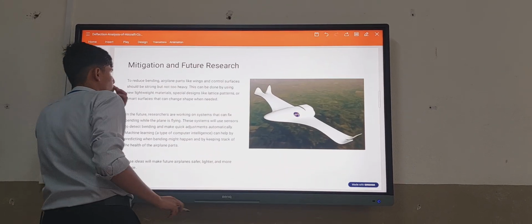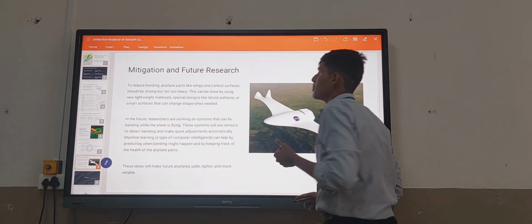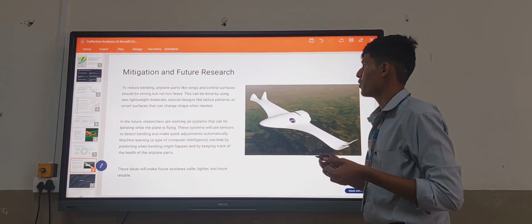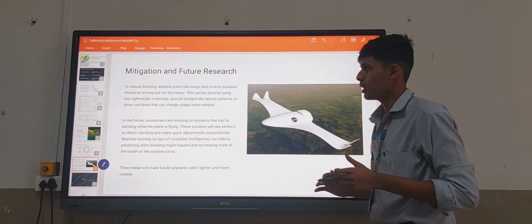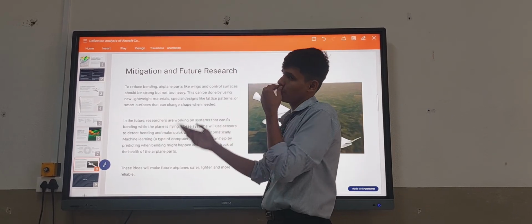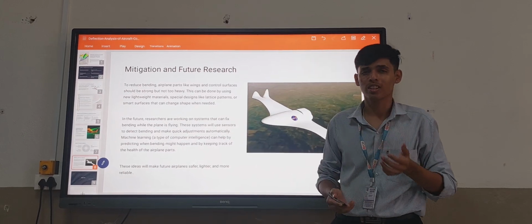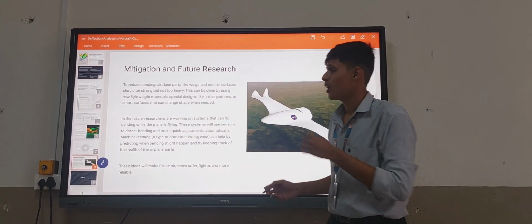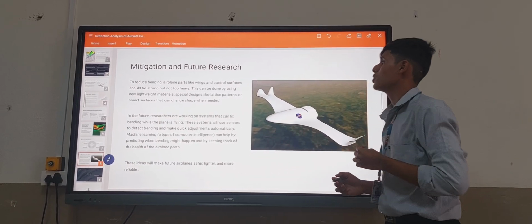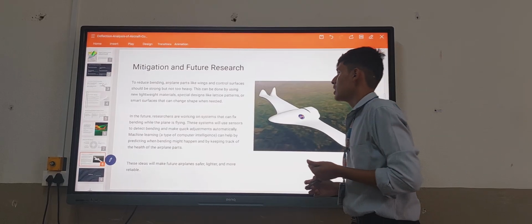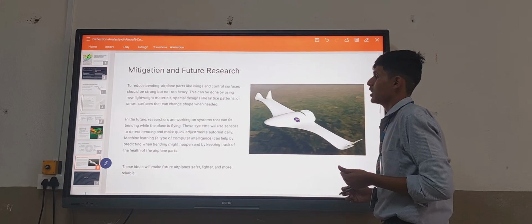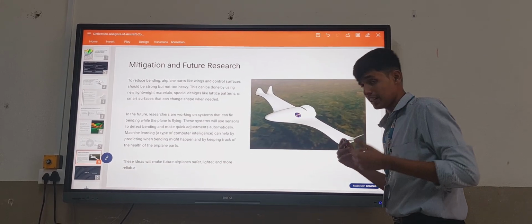Then talking about future research to reduce the bending: airplane parts like the wings and control surfaces should be stronger, but not heavy. It is very important because a heavy airplane cannot move smoothly and cannot lift fast. We need more fuel. This can be done by using new lightweight materials, special designs like lattice patterns, or smart surfaces that can change shape when we need it.